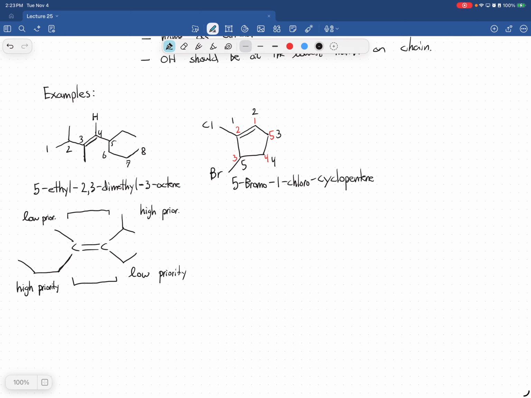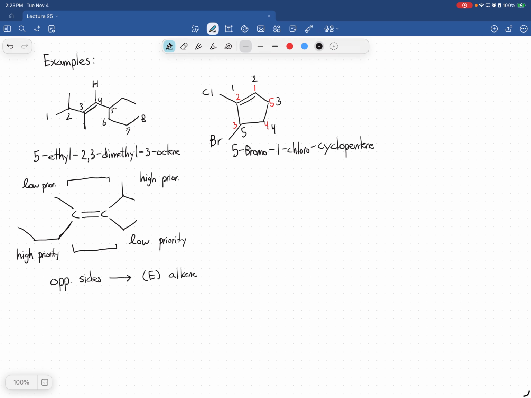All right, so the 2 highest priorities, you take a look at them. Are they on the same side of the double bond or opposite sides? They're on the opposite sides, so this would be an E alkene, okay? So they're on opposite sides. E alkene. All right, so now let's number this one. 1, 2, 3, 4, 5.